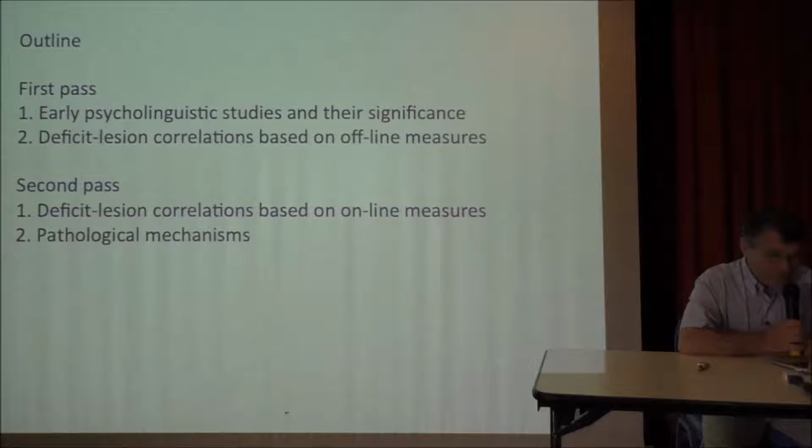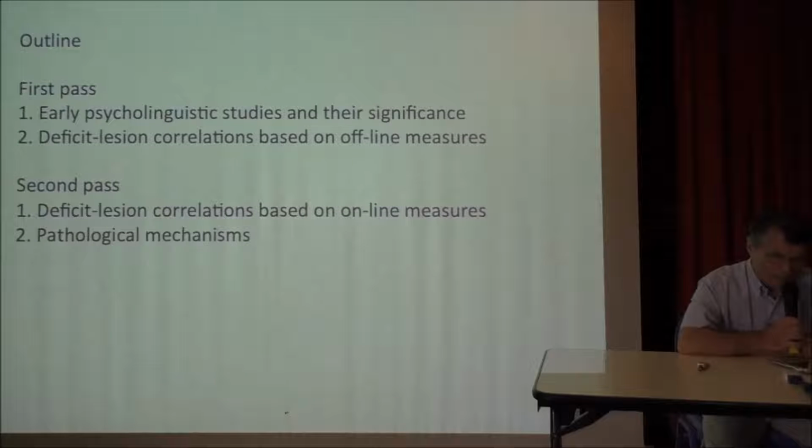I'm going to go through this material in two passes. One is a description of very early psycholinguistic studies and what I think they led to, and a series of studies of deficit lesion correlations that are based on end-of-sentence measures of the ability to assign syntactic structure and use it to determine what a sentence means.